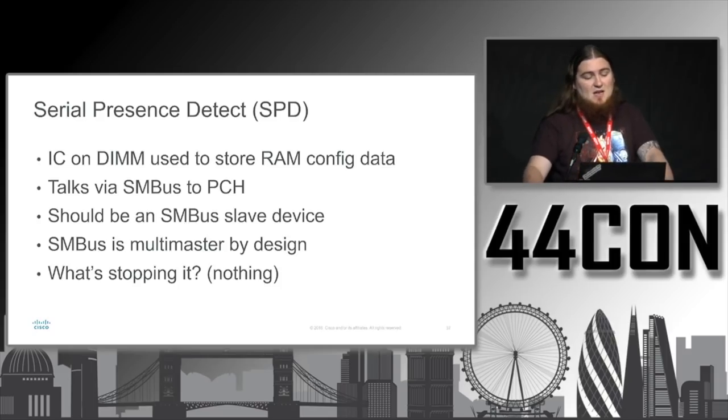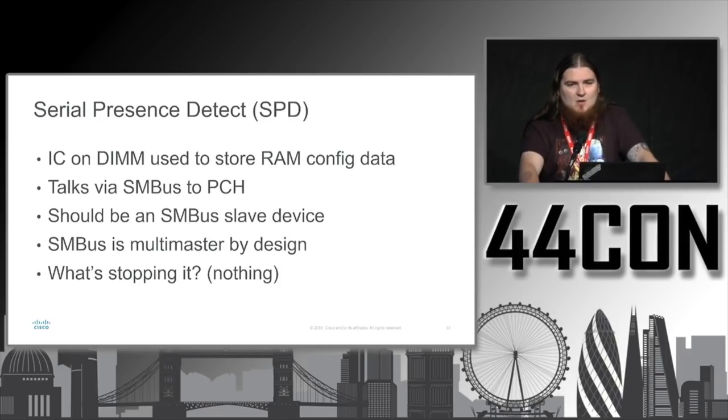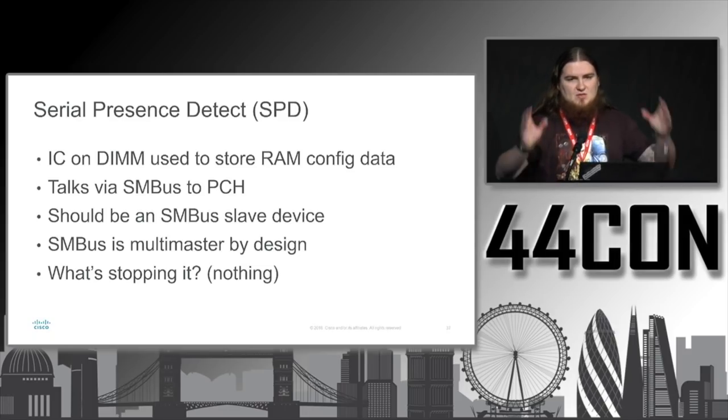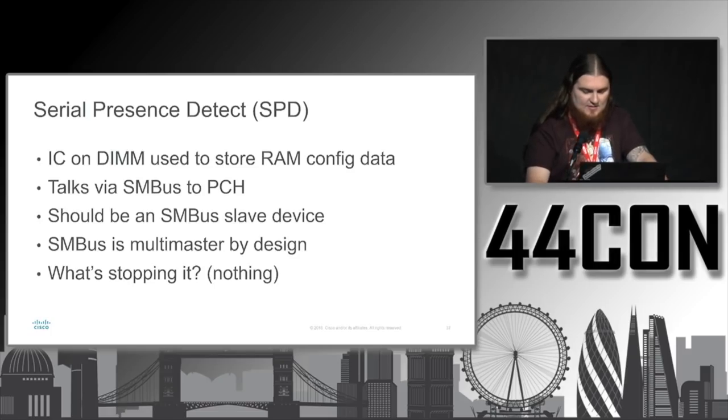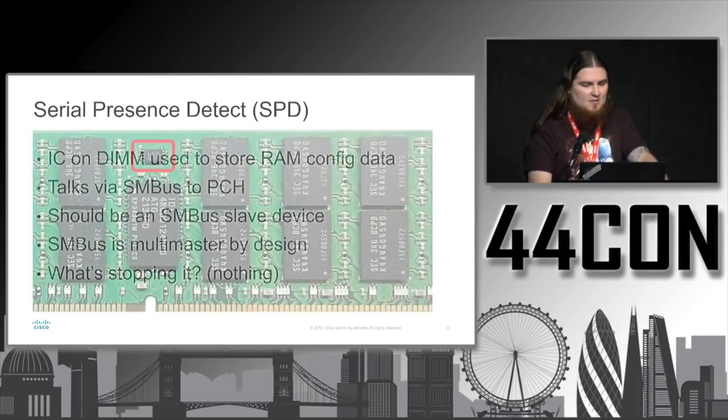But yeah, it should be an SMBus slave device. But SMBus is multi-master by design. What I mean by slave device is that the PCH, the chipset, is the bus master. It controls who can talk to who, and it asks for an SPD device to give it some information, and it gives it back. But SMBus is multi-master by design. So what if that SPD chip decided to become bus master and start talking? What's stopping it? Not a lot.